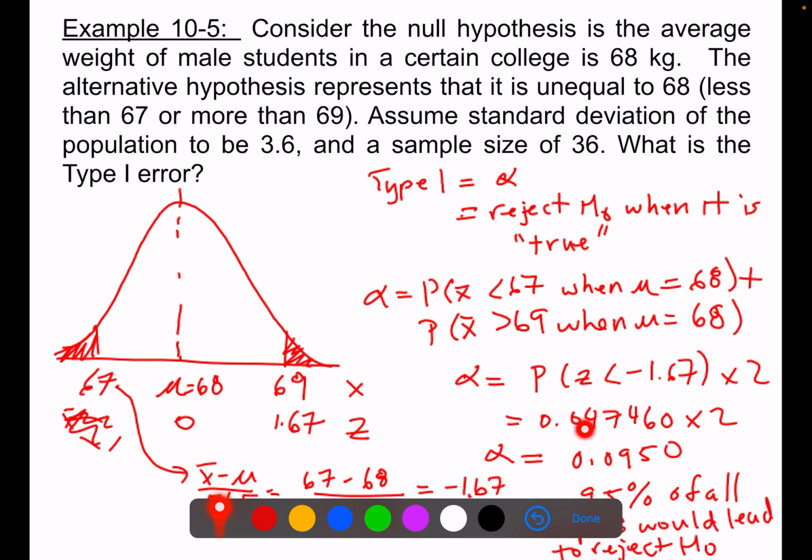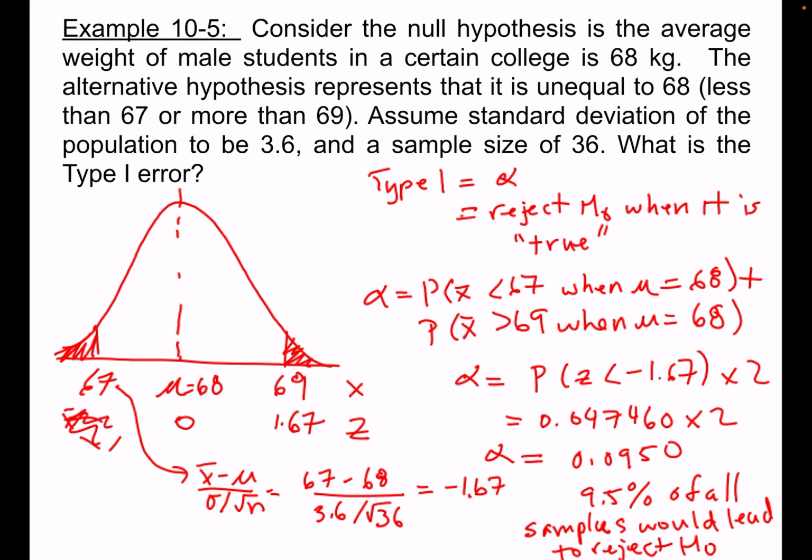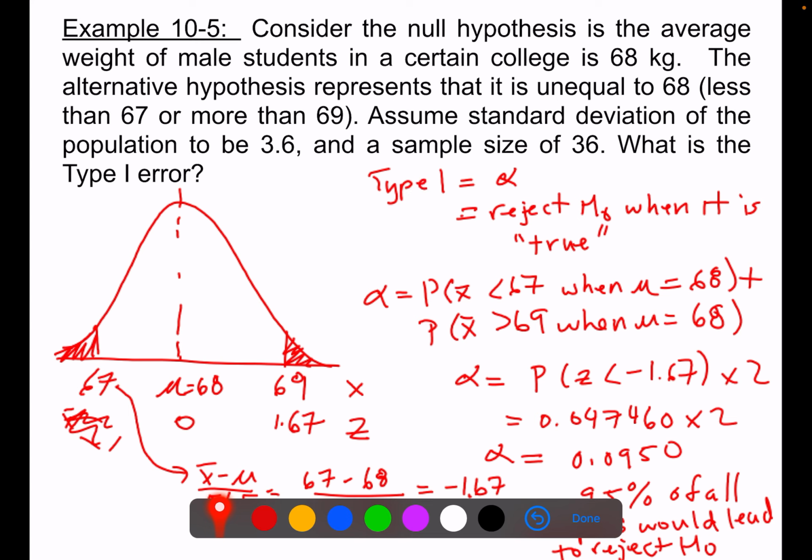So 0.047 times 2 is the answer, or about 9.5%. There's a 9.5% probability of type 1 error, right? And what that means is that if the mean is 68, there is a 9.5% chance that a sample of size 36 has a mean of less than 67 or more than 69. That's the meaning of that.